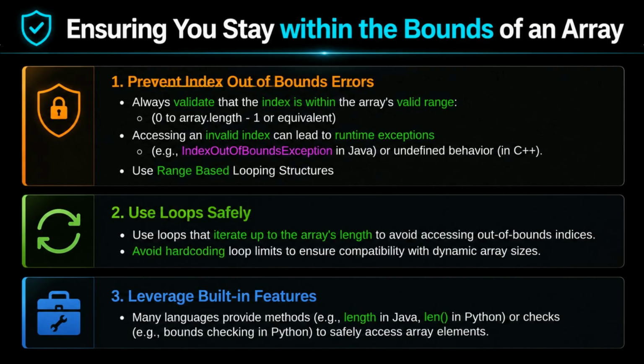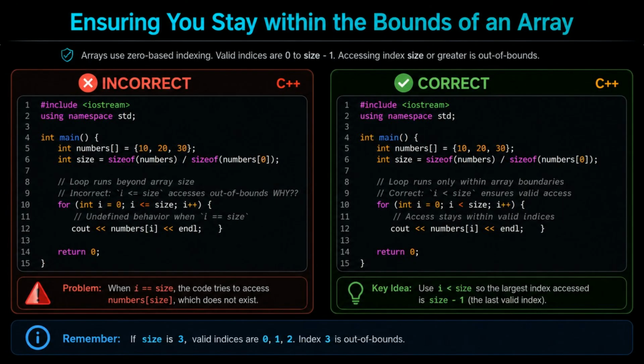Always validate that an index falls within an array's valid range, 0 up through length -1. Accessing an invalid index can throw a runtime exception, like Java's array index out of bounds exception, or cause outright undefined behavior in C++. The safest approach: use loops that iterate up to the array's actual length rather than a hard-coded number, so your code stays correct even if the array's size changes. Most languages also provide built-in helpers, like length in Java or len in Python, to make this easy to get right. Here's the difference between correct and incorrect bounds checking in C++.